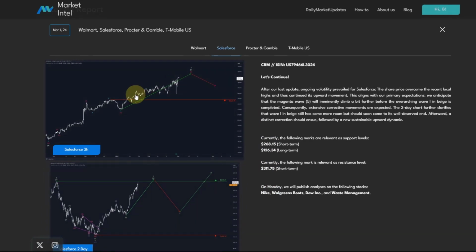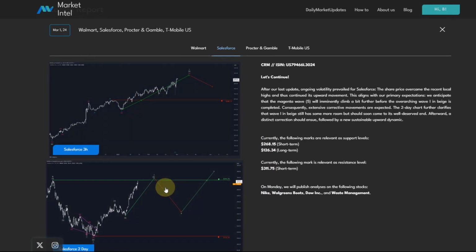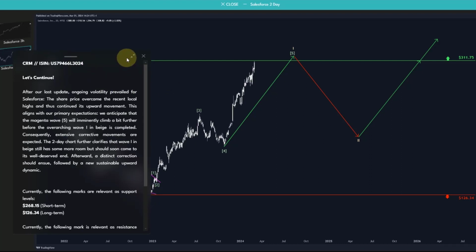And it's quite an interesting structure at the moment because we're getting probably close to a more substantial top and extensive corrective structures are expected. So let's actually take a look at that. And I would like to start on the 2-day chart. It always makes sense to start on the longer time frame.